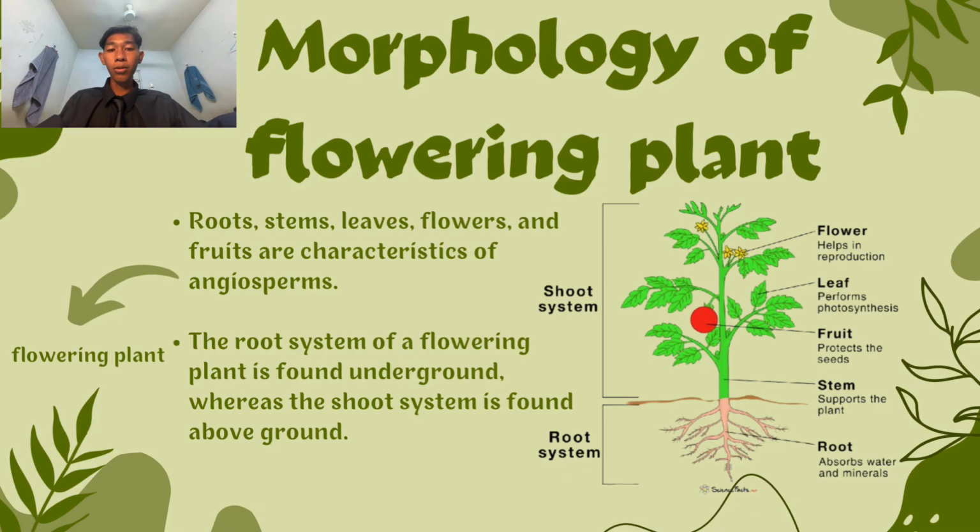Morphology of flowering plants includes root, stem, leaf, flower, and fruits. The root system of a flowering plant is formed underground, whereas the shoot system is found above the ground.